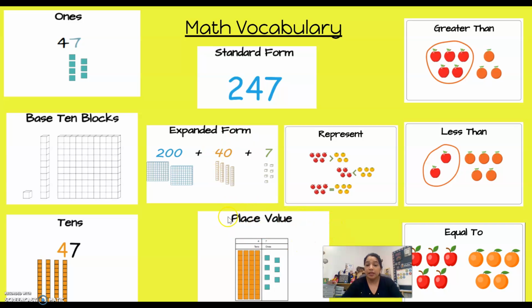Then place value. Place value is the worth of our number. So right here we have 47. So we have 4 tens and 7 ones. So we're also kind of taking it apart, but it's more so we can see the value of the number. Our new vocabulary words are these: represent, greater than, less than, and equal to. Let's go ahead and review those right now.